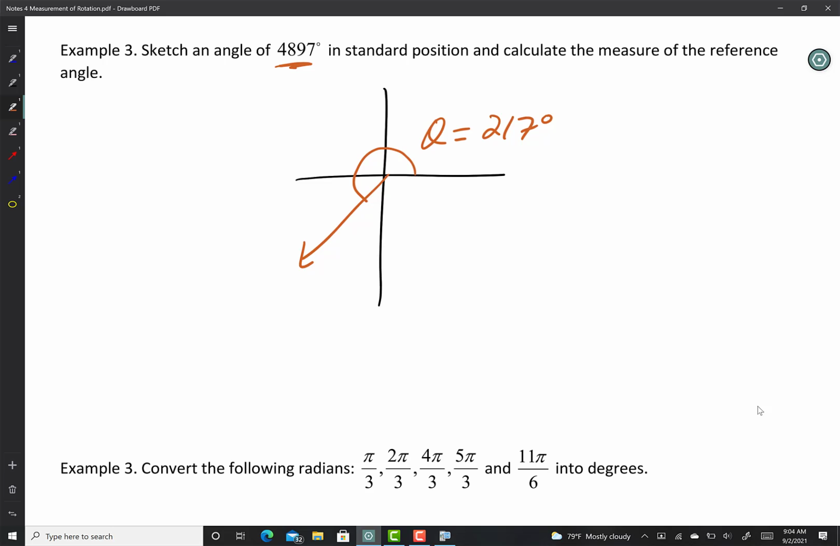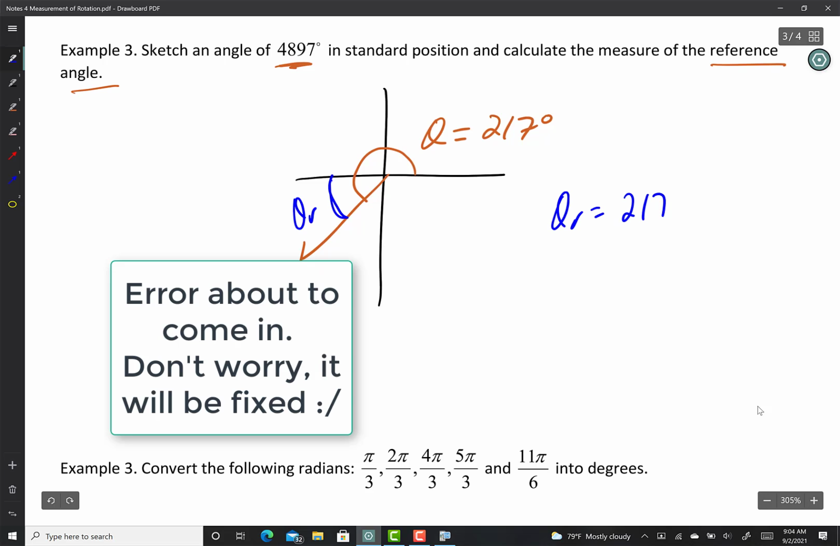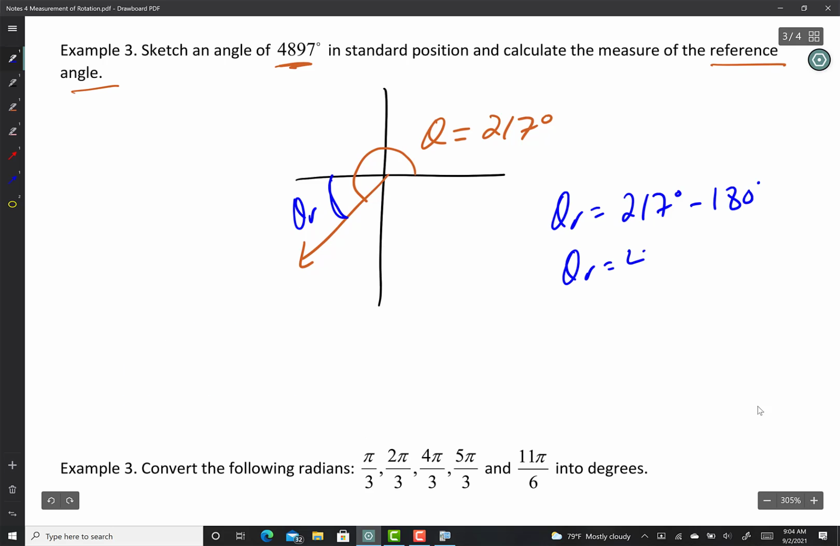All right, we haven't answered the question. It says it wants its reference angle. So the reference angle is 217 minus 180. Let's see, what is that? 20, 30, 47. So it should have been closer to the middle. It's not 20, 30. Oh, yeah, you're right. I make mistakes. 37. Yes. Are we okay?